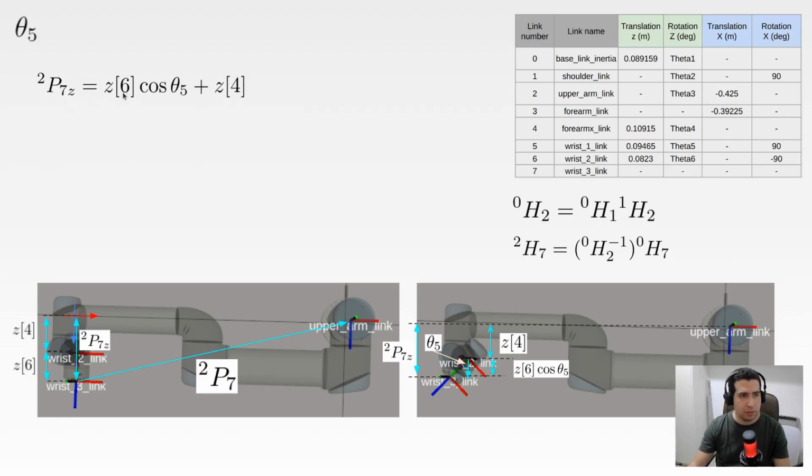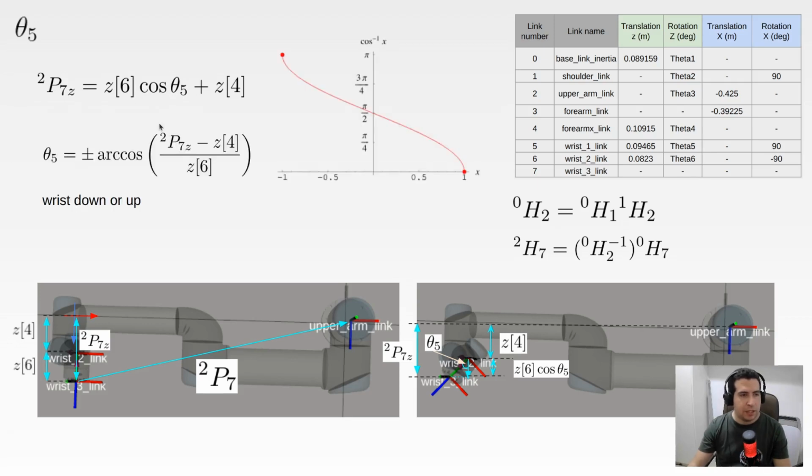So you have this relationship shown in this equation, and then you find theta 5 by calculating the arc cosine of this value. It's important to keep the numerator less than or equal to the denominator because of the domain of this function. If you don't do this, you have a value error in the Python code.